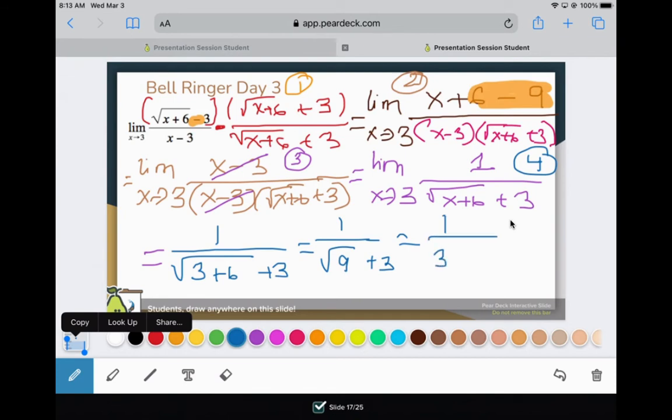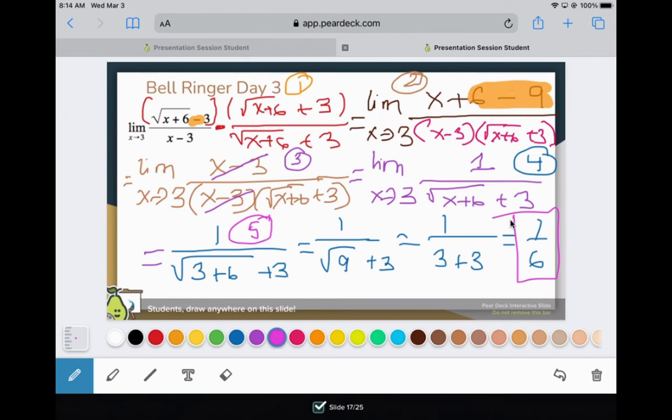3 square root of 9 is 3 plus 3, so the answer is 1/6. So notice all the steps on the last line, I don't write limit x approach 3 anymore. As soon as I plug in the values, I don't have to write limit. I'm actually calculating the values. I don't have to write out the notation. So this is step 5. Plug it in and then simplify all the way until you get the answer. Okay, so this is what you would do to solve this problem.